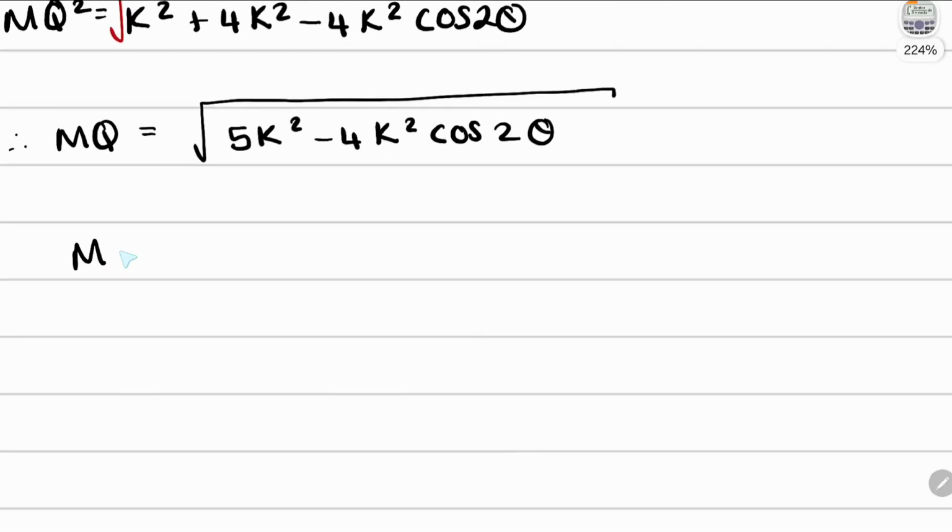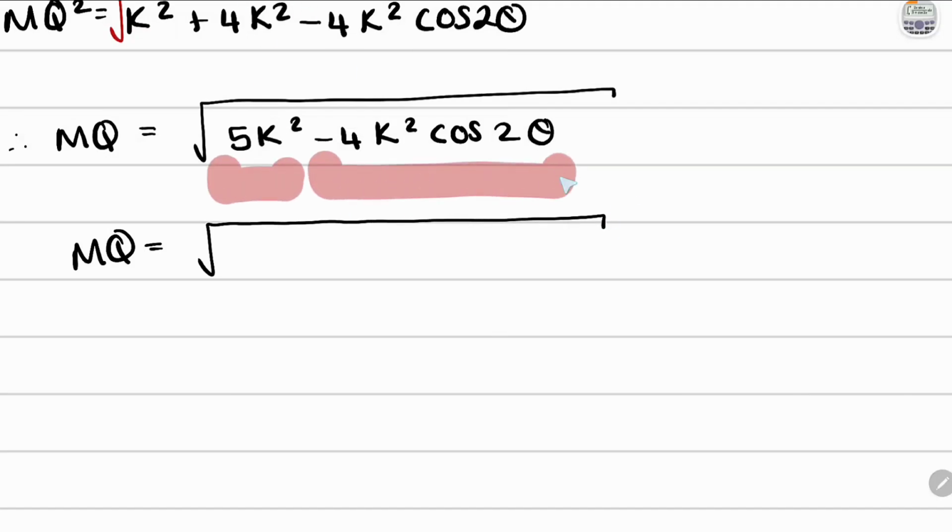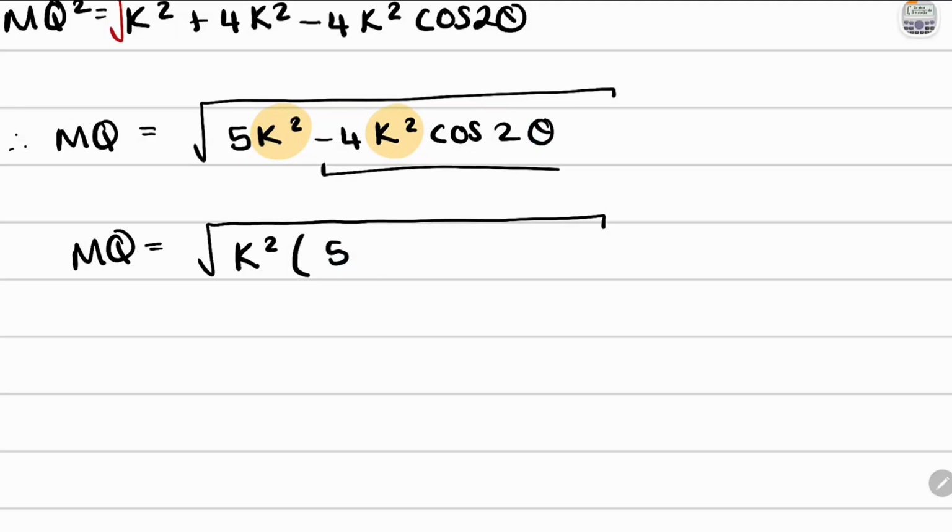With MQ equals, do you see that under the radical you have 2 terms? This is the first term and the second term. Do you notice that in these 2 terms, K squared is common? So we can take K squared out as a common factor and then open a bracket. What is left in the first term when you take K squared out? This divided by the K squared gives you 5. And then in the second term the K squared cancels, and only negative 4 cos 2 theta is left.